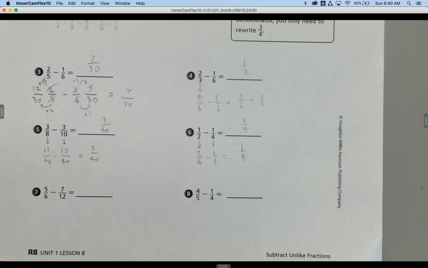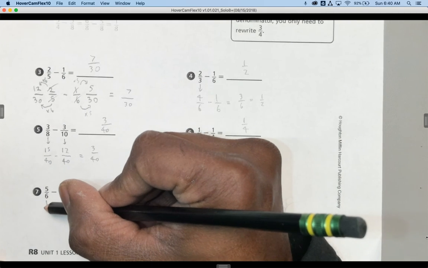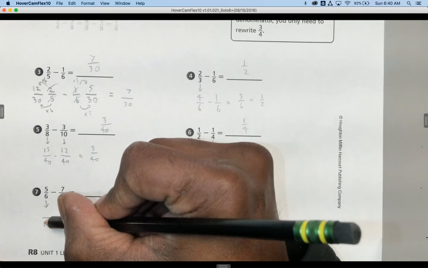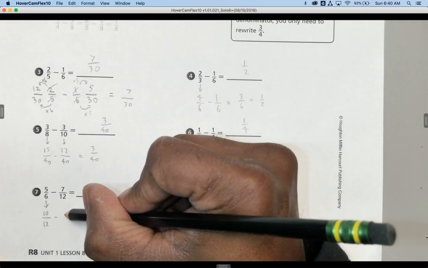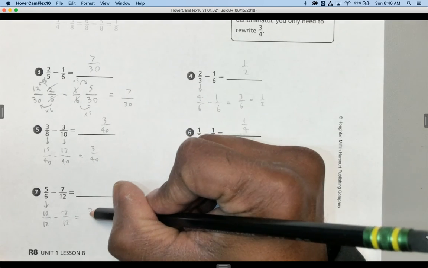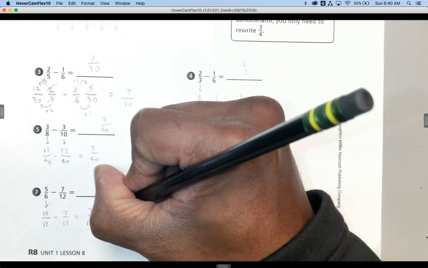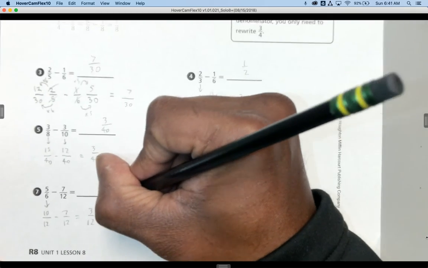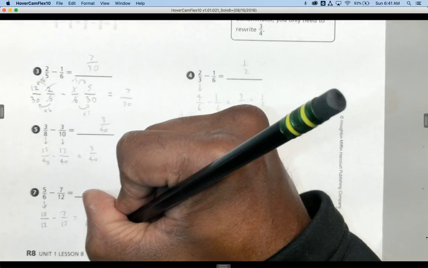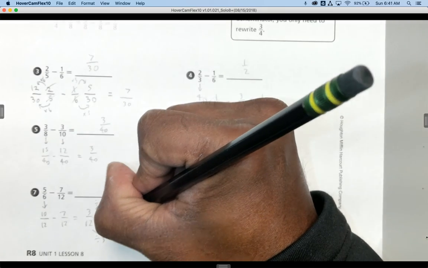5/6 minus 7/12. 12 is the larger of the two denominators. 12 will work for 6. So I'm going to rewrite 5/6 by multiplying the bottom by 2 and the top by 2. 7/12 will remain unchanged. And I get an answer of 3/12. But notice that 3 and 12 both share a common factor of 3. So I can divide top and bottom by 3 to simplify this. And when I do, I get a final answer of 1/4.